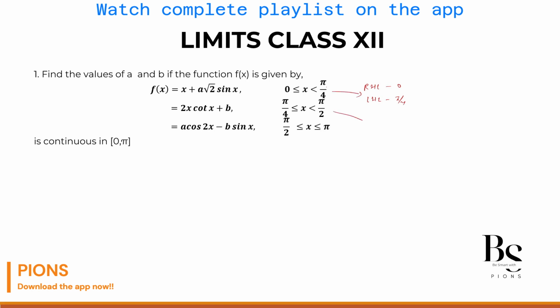Next one, RHL, right hand limit for pi by 4 and left hand limit for pi by 2. Next information from the third one, RHL for pi by 2, right hand limit for pi by 2 and left hand limit for pi.